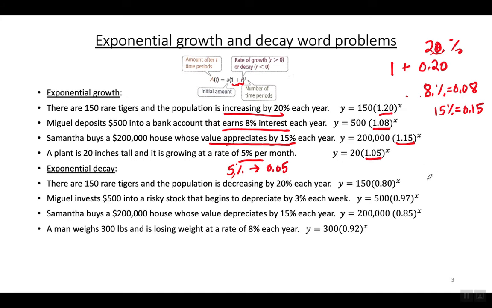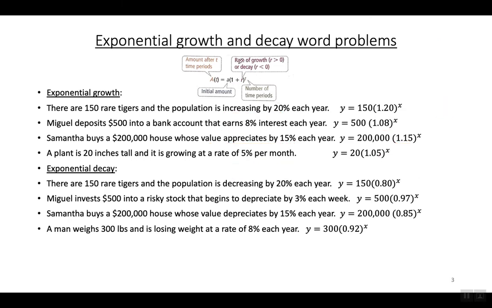All right, now that we got that, let's look at the decay. All right, so when it's decay, that's a negative number. All right, so look at my first example. There are 150 rare tigers. 150 is my initial amount. All right, this part is important, so please pay attention. The population is decreasing by 20% each year.